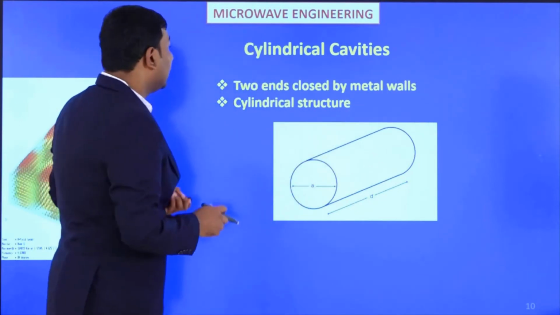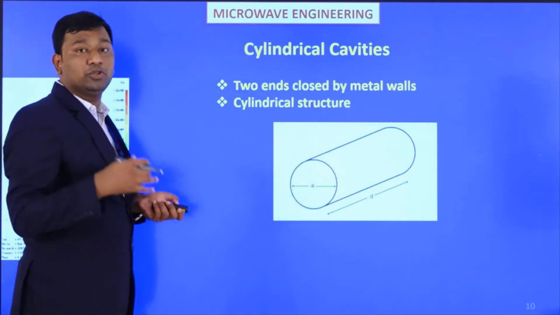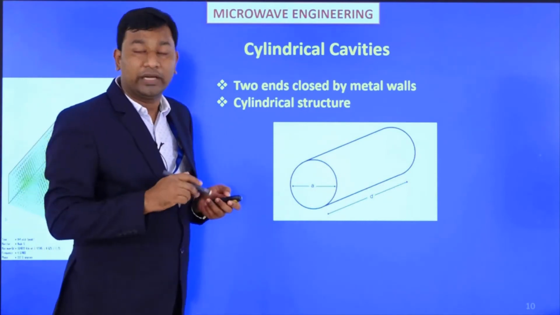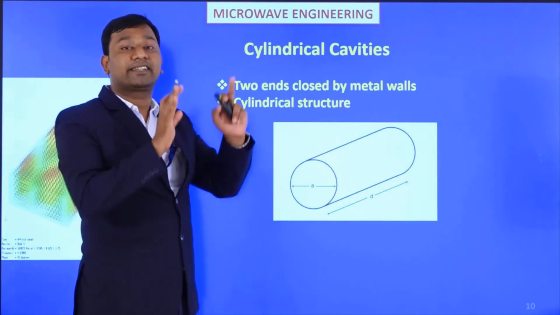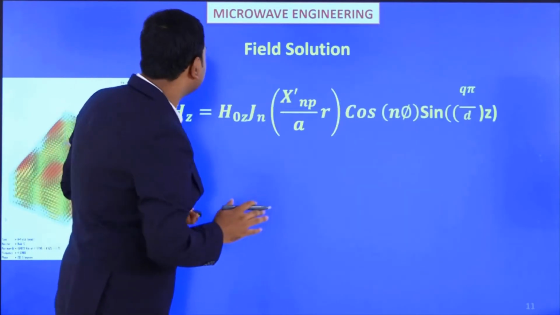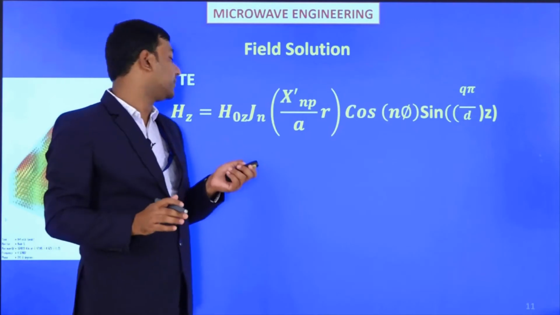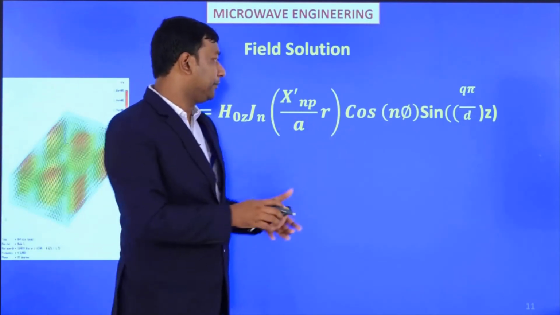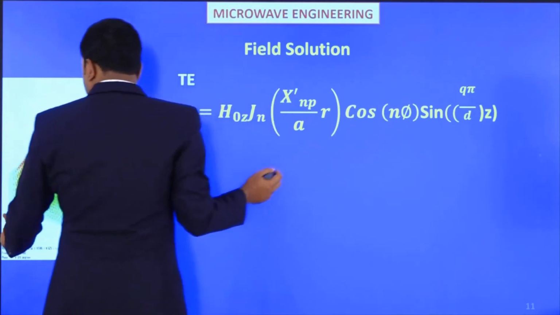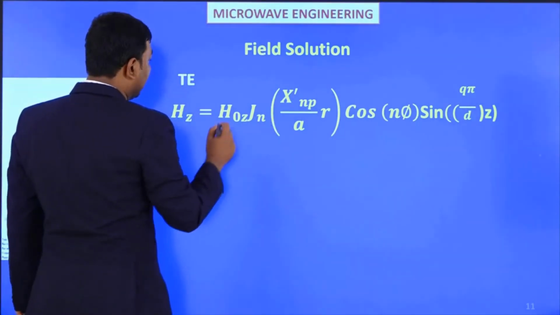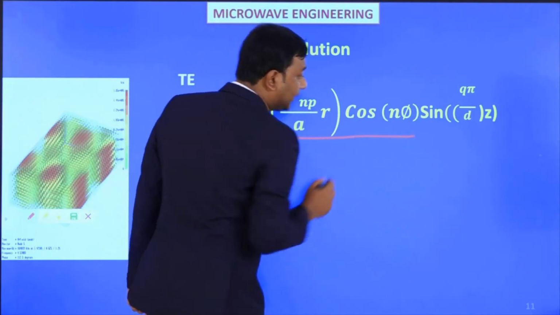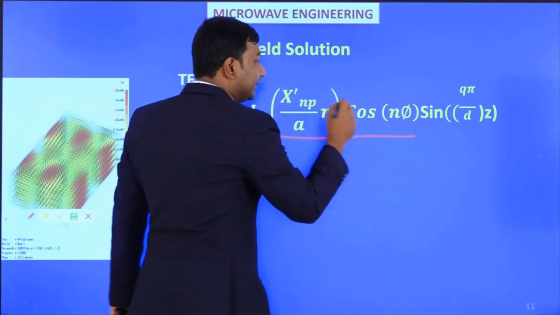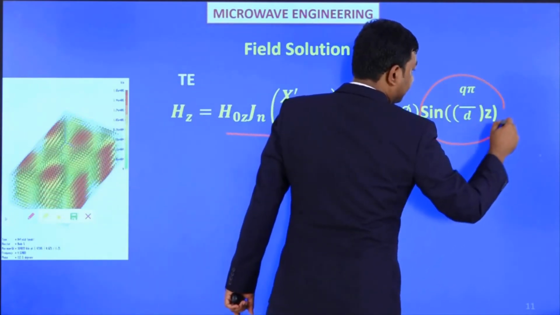In the cylindrical cavities also we will see two different modes. One is transverse electric, another one is transverse magnetic. First let's see the field solution for transverse electric. Most of you are aware of this equation. This part we know for the transverse electric mode of a circular waveguide. So only the changes will be in this part.